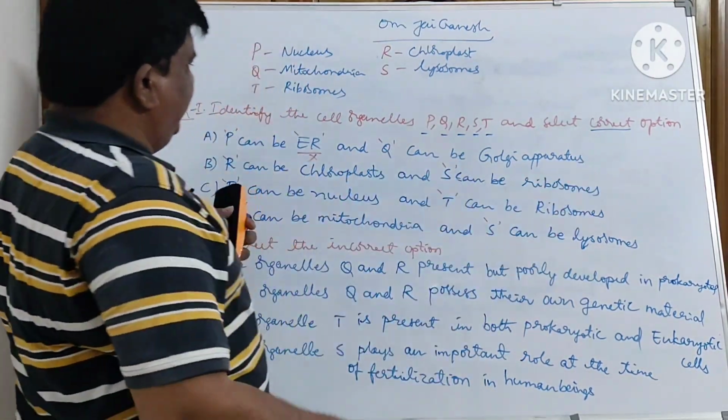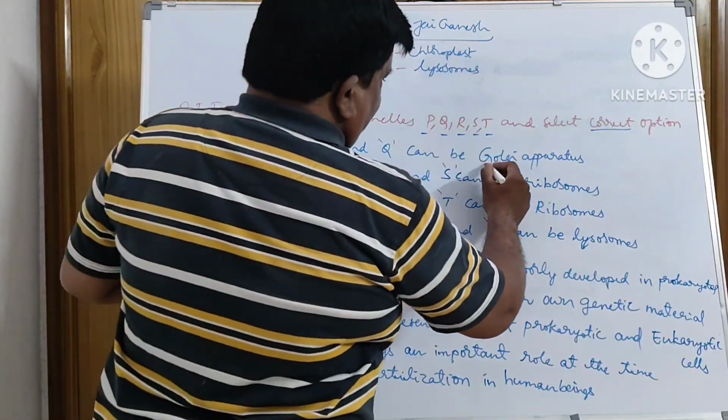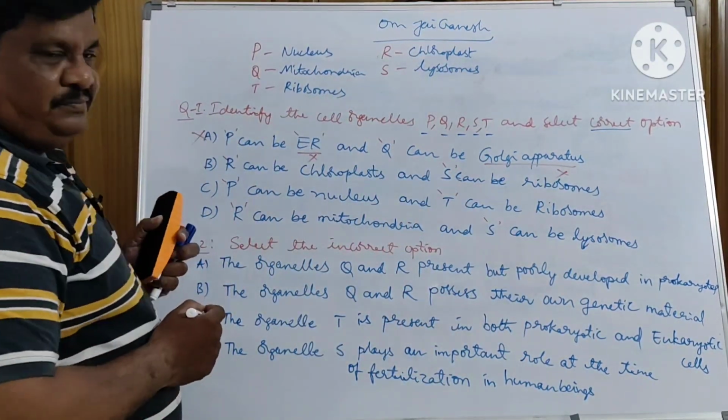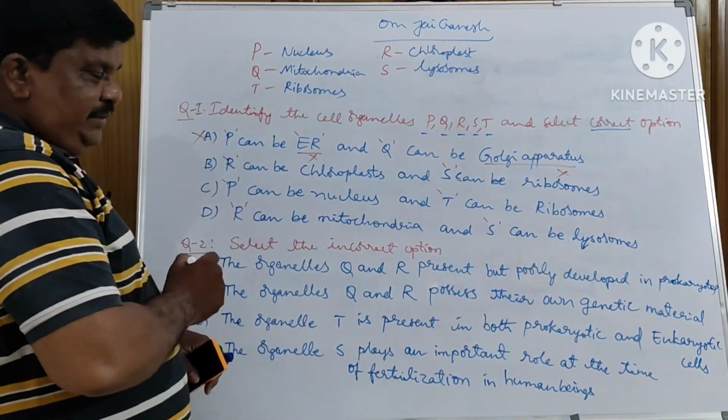Q can be Golgi apparatus. Q is mitochondria, but the option says Q can be Golgi complex. It is also wrong. So statement A is wrong. Then for the second option, we come to B.